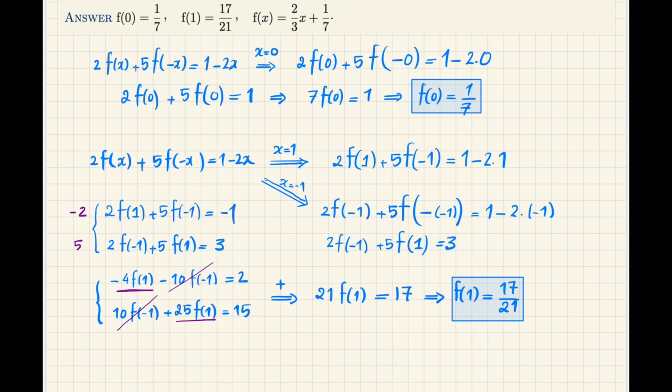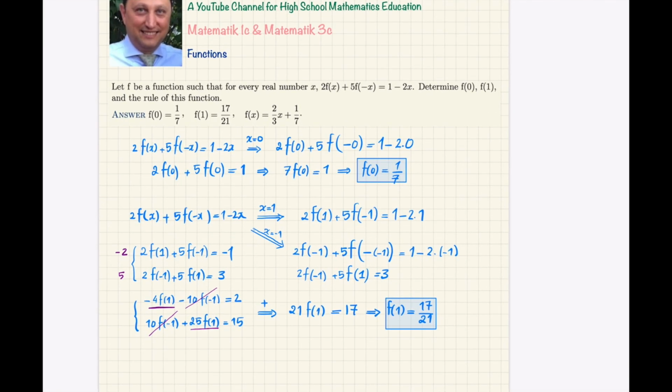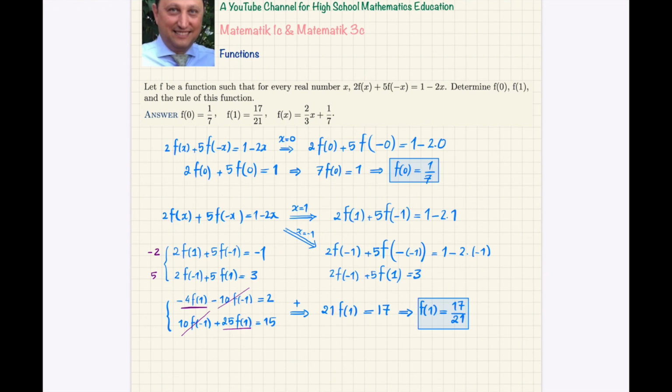Okay, so hopefully these are the tricks that you need to learn if you want to be a good problem solver in mathematics. So you need to get experience from every problem that you are solving. Okay, hopefully you now realize what we can do for actually the most important part. We want to find the rule of this function.